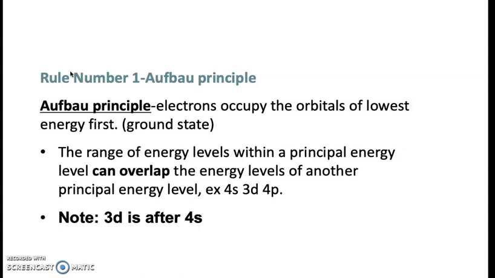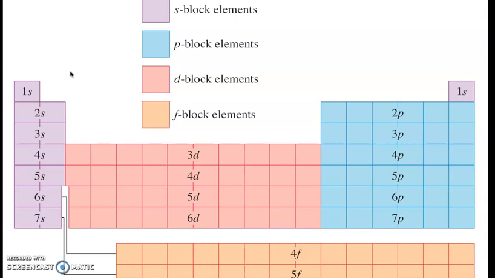Okay, so just remember, 3d is after 4s all the time. You have to remember that. So here's the block that we talked about on the last presentation. Just remember your S block is always here, your D block's here, and your P block's here. And you can clearly visibly see the 3D is right after the 4S. The 4D is right after the 5S. 5D is after the 6S, okay?